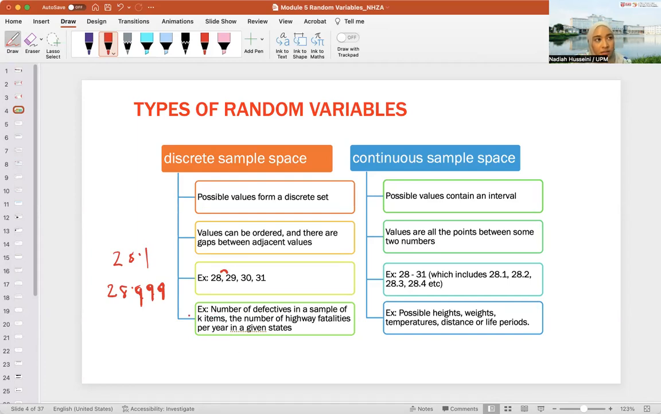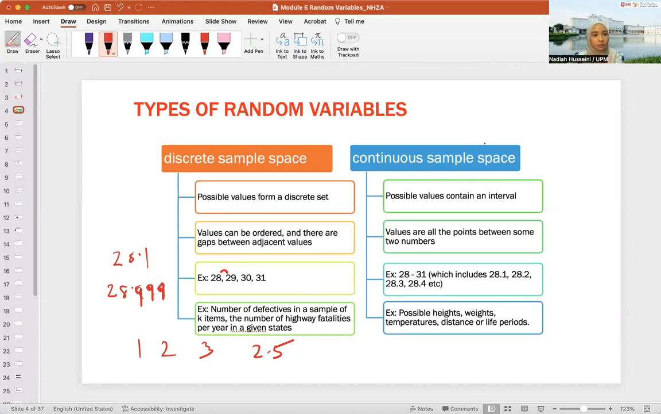For example, a discrete sample space is the number of defectives in a sample of items. We talked about cans having flaws. How many cans have flaws? That is discrete. You only have integers. Is it 1 can, 2 cans, 3 cans? You can't have 2.5 cans defective. Another one is the number of highway fatalities per year in a given state. If there are 10 accidents on the road, you don't say there are 9.5 accidents. You only specify integers, so that is a discrete sample space.